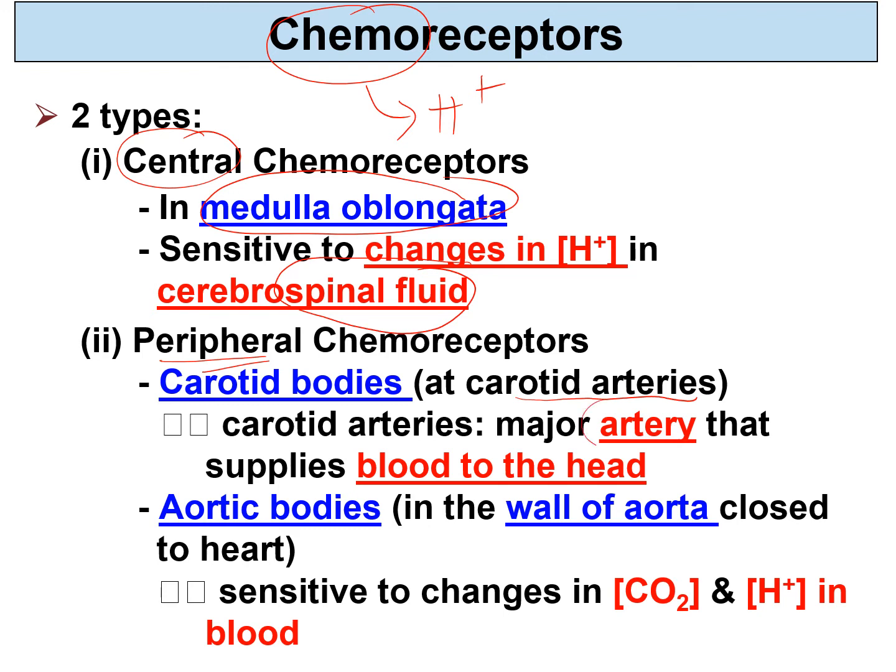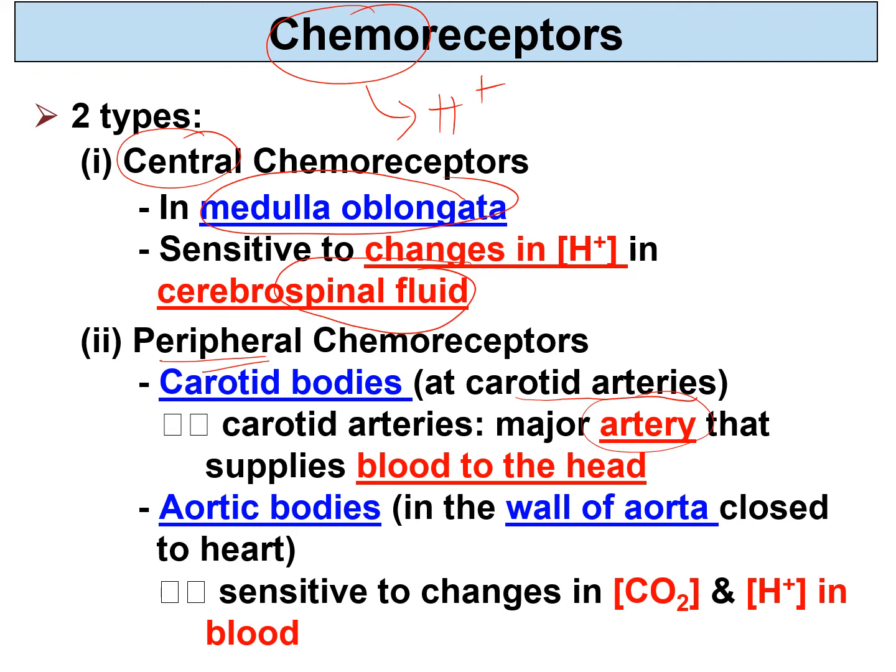Carotid arteries are major artery that supplies blood to the head. Okay, major artery, so it brings almost all of the blood to the head. It must carry blood to the head, so it is a position that ensures that changes in blood pH will be detected. Then aortic body in the wall of aorta, which is close to heart. Heart also is an organ where blood must flow through.